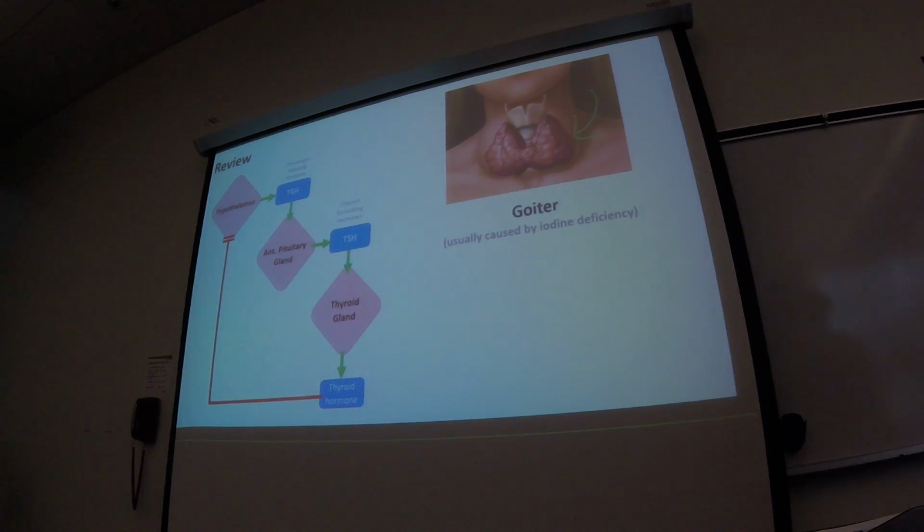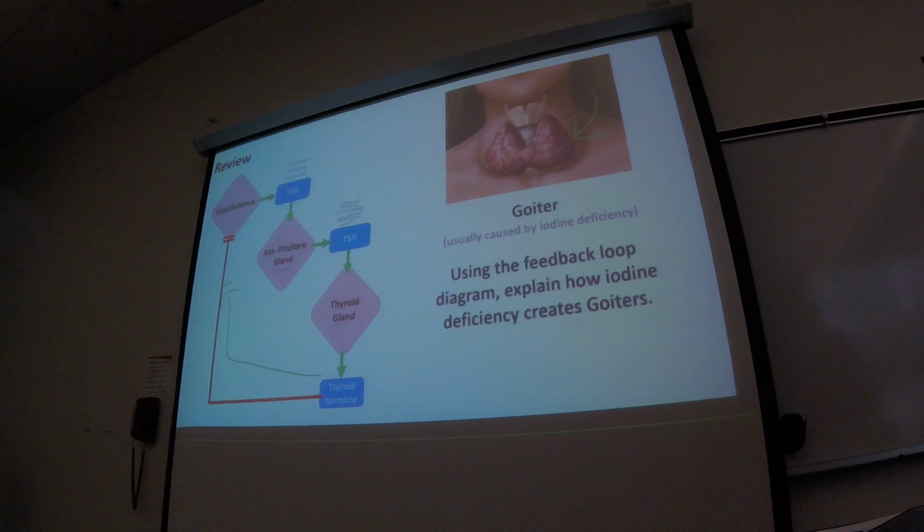And so here on the left is a pathway for the thyroid, right? We have a hypothalamus. It creates what we call thyrotropin releasing hormone, TRH, which will stimulate the anterior pituitary gland, which creates thyroid stimulating hormone, which then stimulates the thyroid gland to make thyroid hormone, and then that negatively feeds back on the hypothalamus. So goiter is an enlargement of the thyroid gland. So using the feedback loop in the diagram, explain how iodine deficiency creates goiter. And hint, iodine is needed to make thyroid hormone.